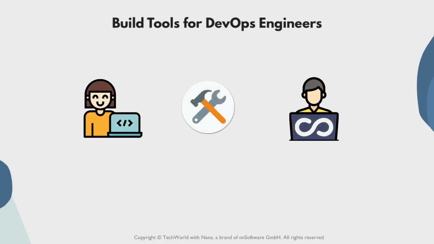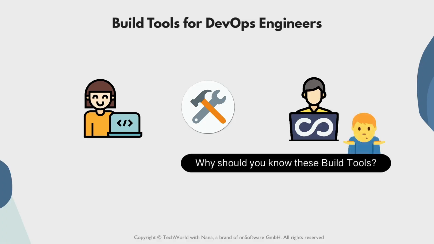An important thing here is the distinction between usage, or the extent of usage, of these tools for software developers versus DevOps engineers. So let's say as a DevOps engineer, what part or which process of this whole build and release cycle is in your area of responsibility? And why should you actually learn and know these build tools and dependency management tools and understand the concepts?